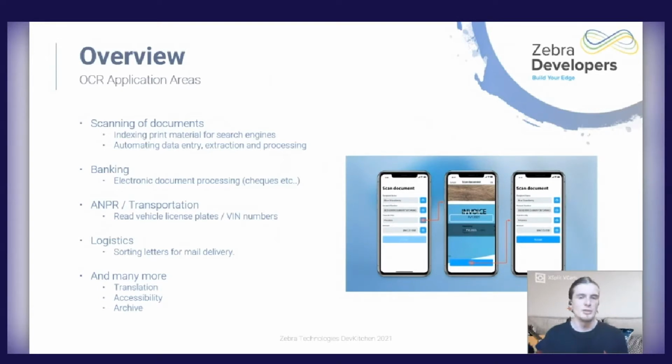ANPR and transportation. So from a UK view here, I know our police use ANPR, automatic number plate recognition systems, in order to read license plates as the cars are driving across the road. And then they're checked against a DVLA, or driver's license agency database, to make sure the car is insured and the person driving has a license, and so on and so forth. Logistics, so sorting letters for mail delivery is a very common use case. And I'm sure we can all think of lots more use cases as well. So things like translation, accessibility, and archiving are all very common areas and use cases for OCR.